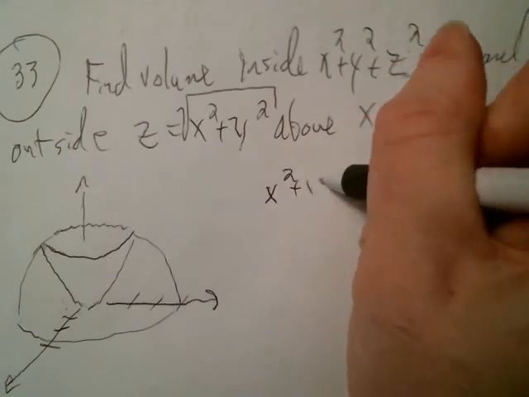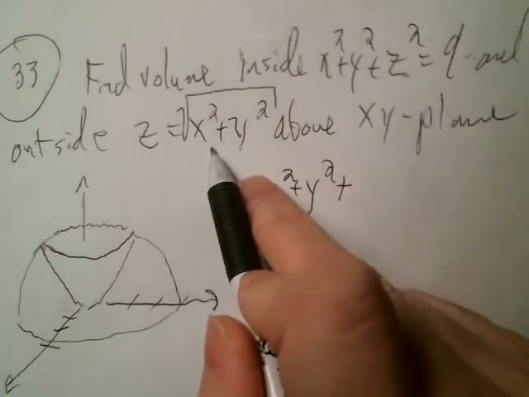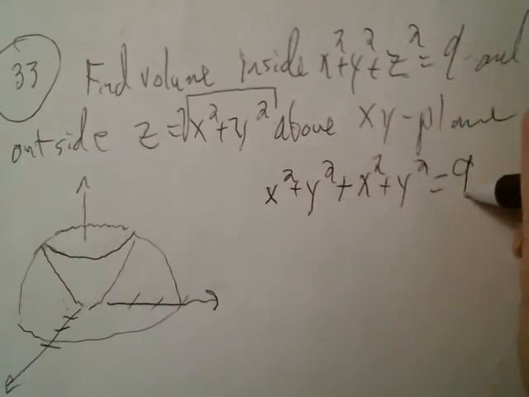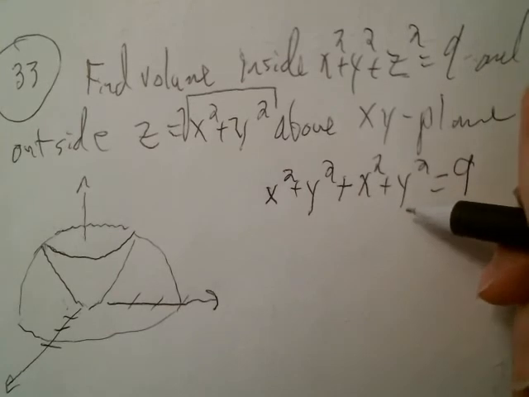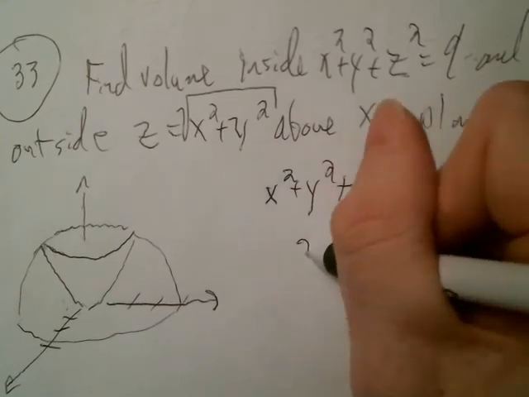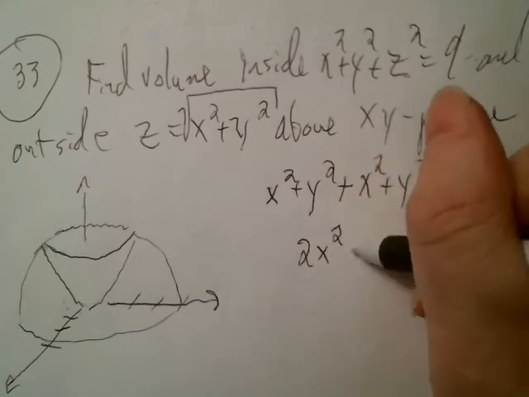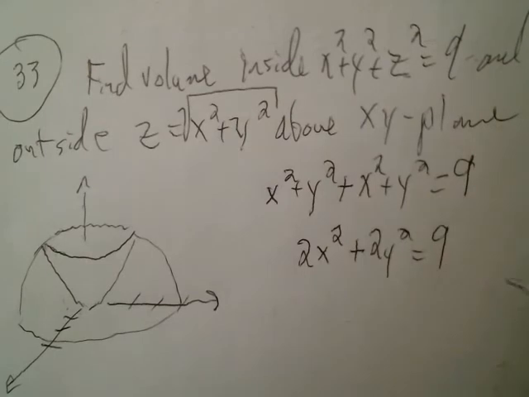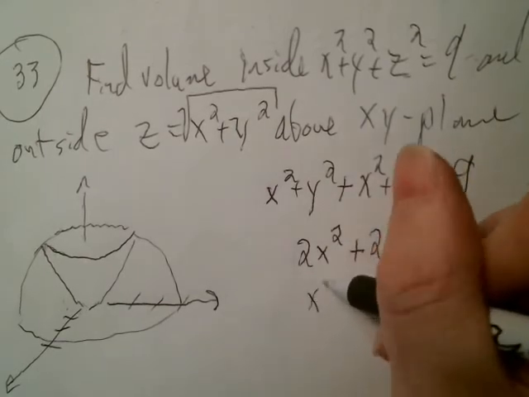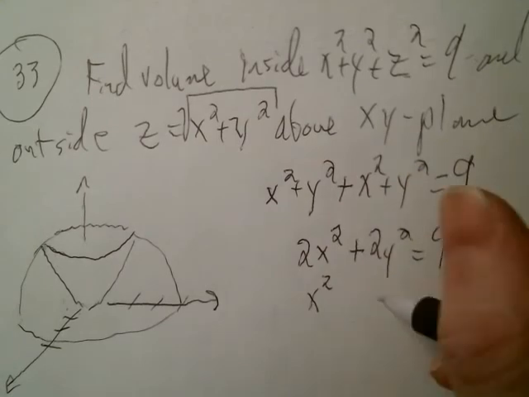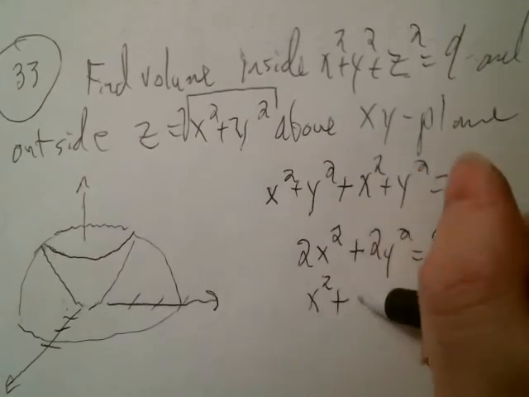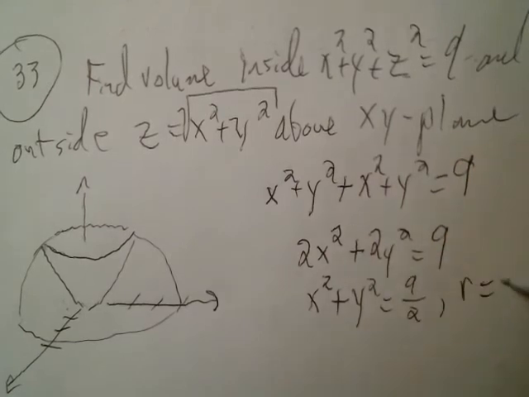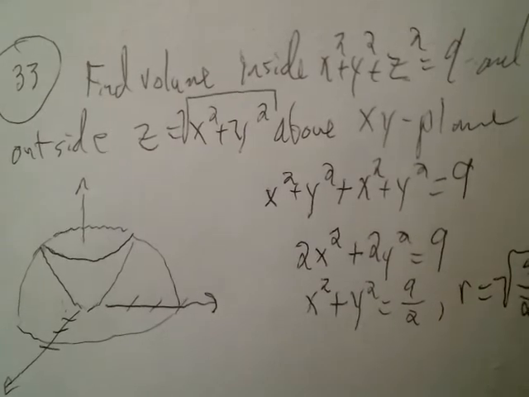So I'll have x squared plus y squared plus z squared, which is x squared plus y squared, equals 9. And then what do you get? Well, you get 2x squared plus 2y squared equals 9. And then that's just a circle with radius square root of 9 over 2. So x squared plus y squared is equal to 9/2.